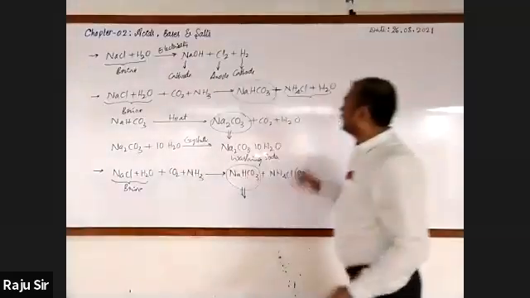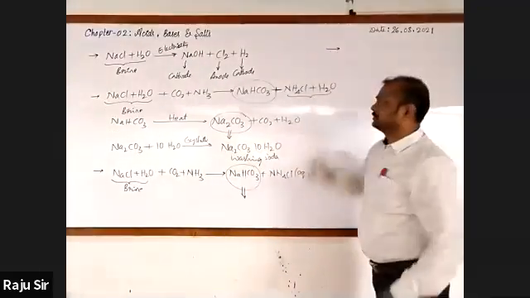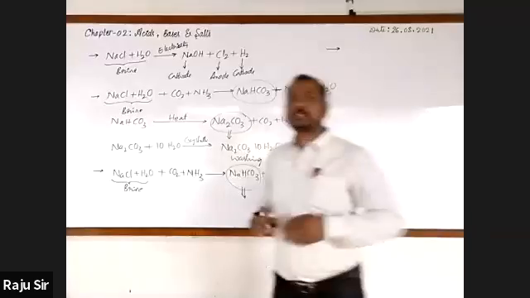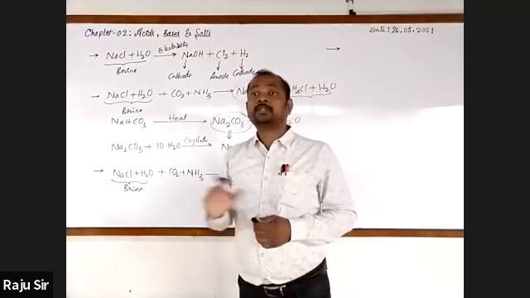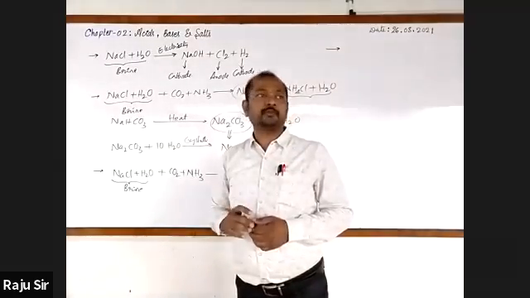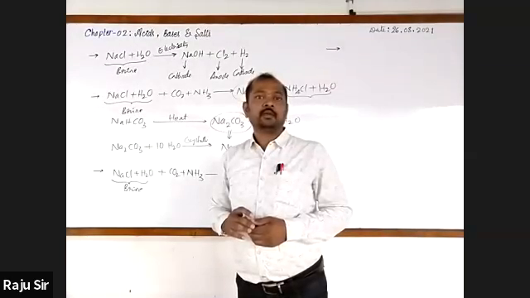Next, after this, we have come across the next compound called bleaching powder. What is the chemical formula of bleaching powder? CaOCl2.